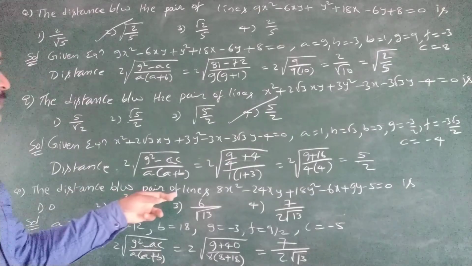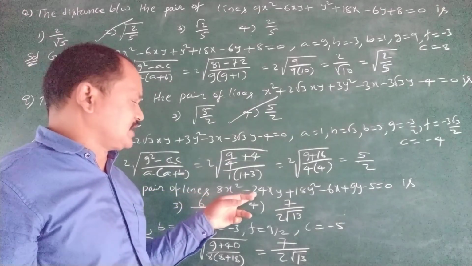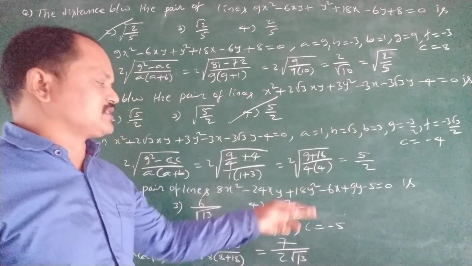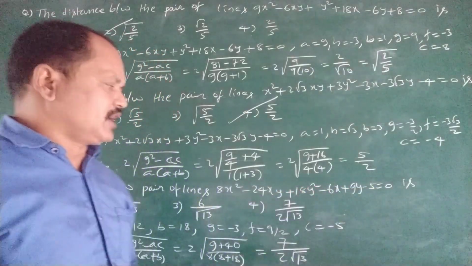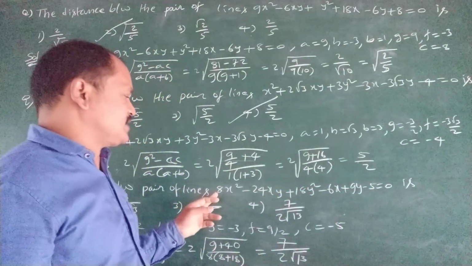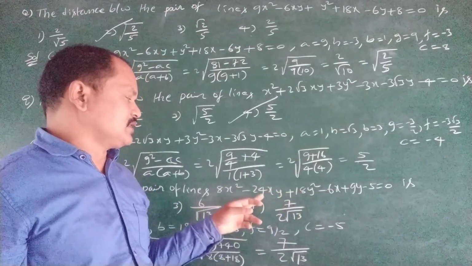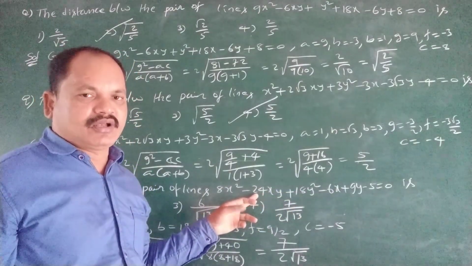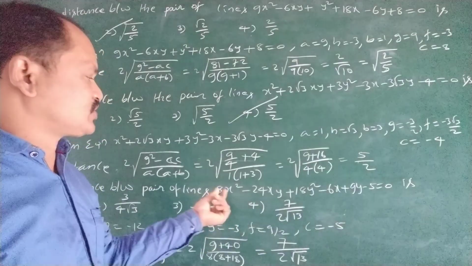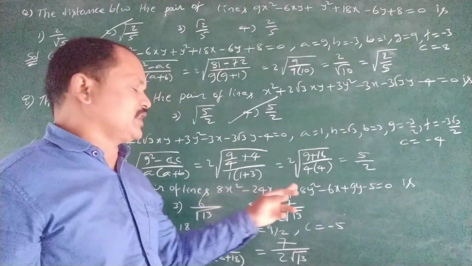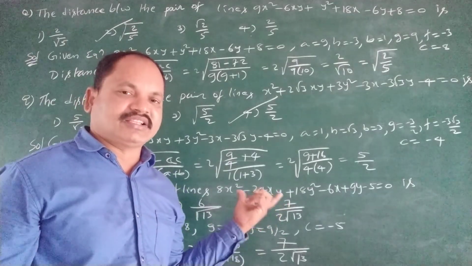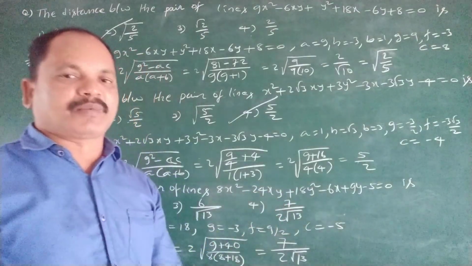The distance between the pair of lines 8x square minus 24xy plus 18y square minus 6x plus 9y minus 5 is equal to 0. Of course, here also a is 8 and b is 18 and h is minus 12. Now first we have to verify h square is equal to ab. h square, minus 12 whole square, is 144. 8 into 18 is 144. That's why this equation also represents pair of parallel lines.